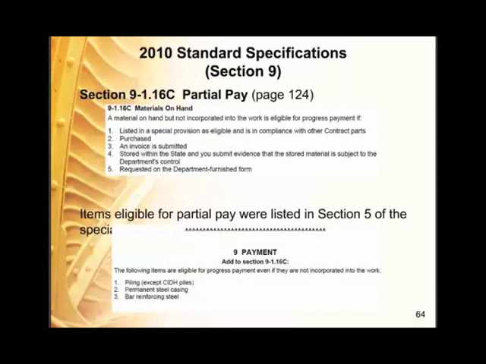Okay, going back to section 9, partial pay. We've always listed materials on hand, and that now has a location in section 9. So you'll see, like in the special provisions, add to section 9-1.16C: the following items are eligible for progress payment, even if they are not incorporated into the work. This is typically how we've always done it. It just now has a home in the standard specifications.